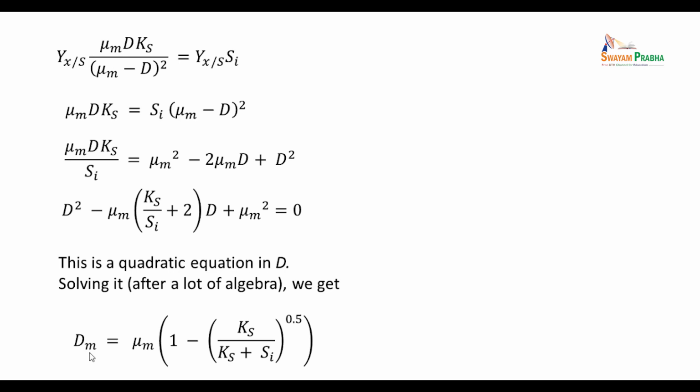If you do that, you will get this. This is dm, the dilution rate at which the productivity will be maximum. You also need to check that the second derivative is less than 0. I'd let you do that. There's a lot of algebra. It will take you close to half an hour plus, so we are not going to do that explicitly here. dm equals mu m times 1 minus the square root of Ks by (Ks plus Si), that is, this whole thing raised to the power of 0.5.